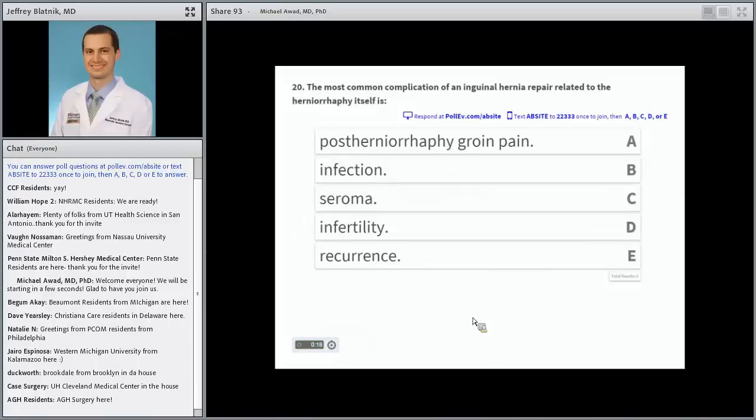And 20, the last question in this section: the most common complication of an inguinal hernia repair related to the herniorrhaphy itself is A, post-herniorrhaphy groin pain; B, infection; C, seroma; D, infertility; or E, recurrence.